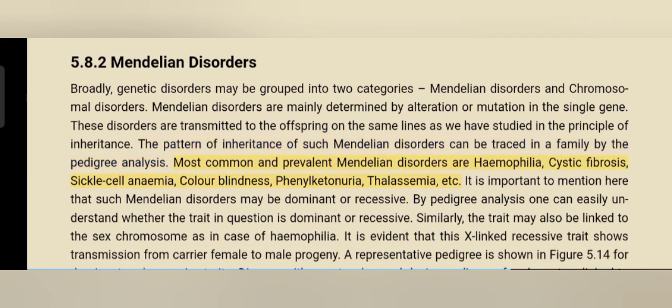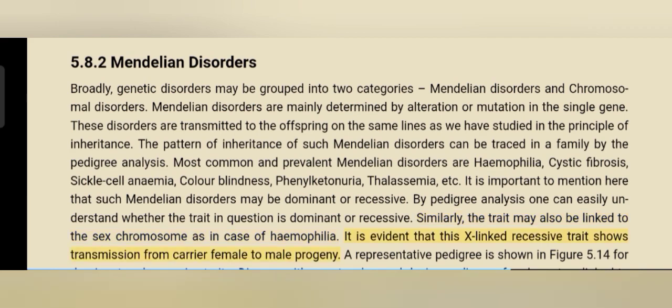The most common and prevalent Mendelian disorders are hemophilia, cystic fibrosis, sickle cell anemia, color blindness, phenylketonuria, thalassemia, etc. It is important to mention here that such Mendelian disorders may be dominant or recessive. By pedigree analysis, one can easily understand whether the trait in question is dominant or recessive. Similarly, the trait may also be linked to the sex chromosome, as in the case of hemophilia.